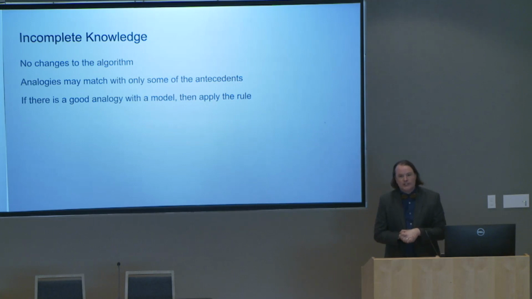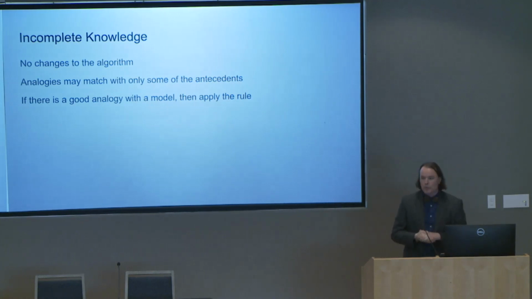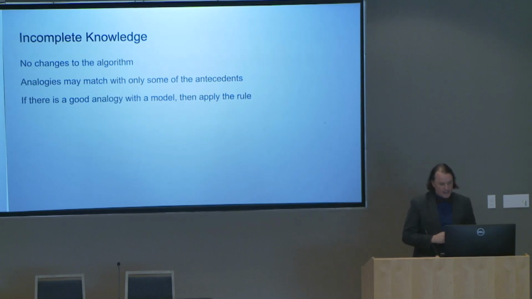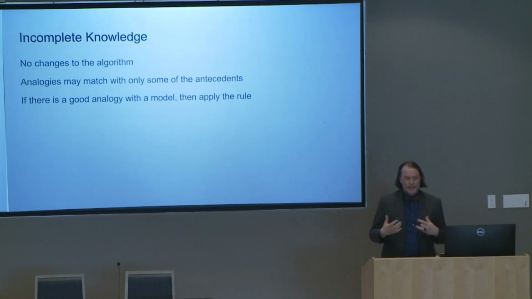So now that we have this basic process working with complete knowledge, we want to take this exact same process and apply it with incomplete knowledge without any changes to the algorithm. We're able to do that because the way the matching works is using analogy. An analogy is not going to require a perfect match between the antecedents and the available facts. So if there is some good analogy between the available facts and some model, then we're able to apply that model or that rule.